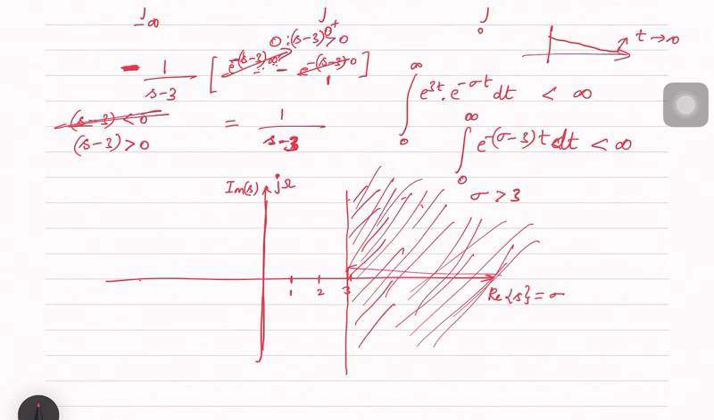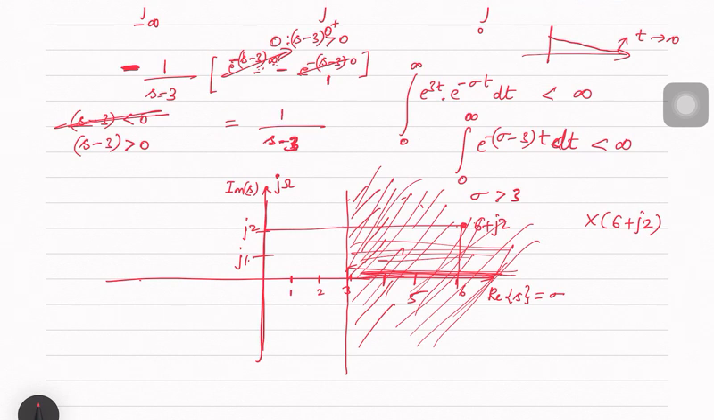For all these values of sigma, or s, for example, if I take some random point, say 6 plus j2, and evaluate x of 6 plus j2, my Laplace transform will exist. All you have to do is substitute 6 plus j2 in place of s. So 6 minus 3 will be 3, so 1 by (3 plus j2) will be the Laplace transform. 1 by (3 plus j2) is something finite, so obviously the Laplace transform exists.